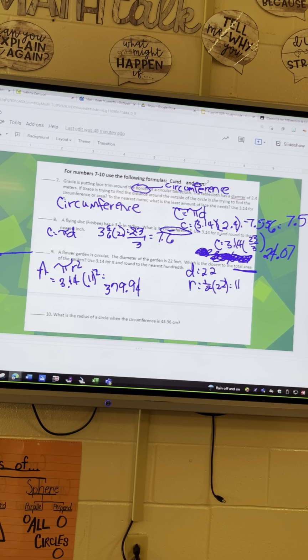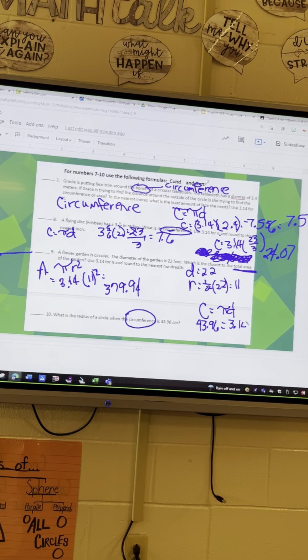What is the radius of a circle when the circumference is 43.96? I can tell you now this is the question. This is not hard. You just got to think about what you got. Circumference. What do we know about circumference? We know it's C equals pi d, right? The problem told us that the circumference was 43.96, so I'm going to come right up under my C, and I'm going to put 43.96. That's the circumference, right?